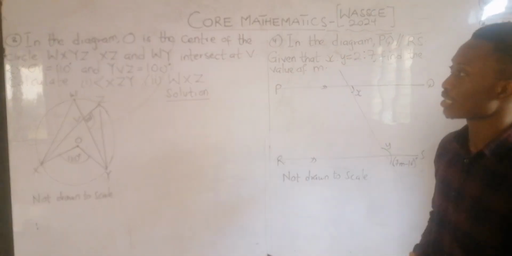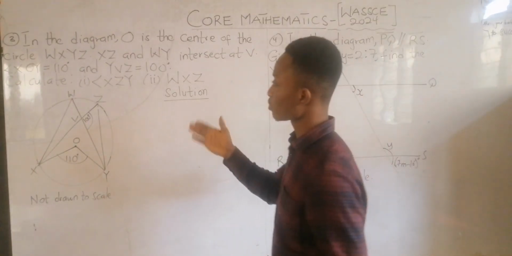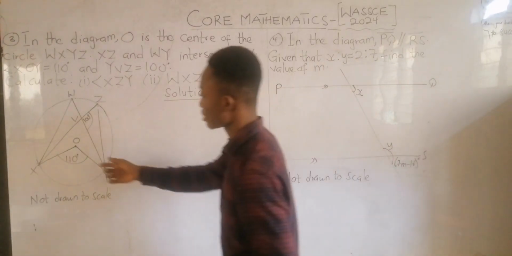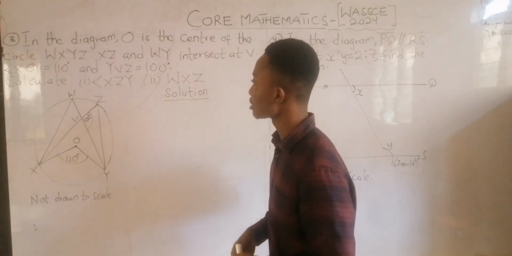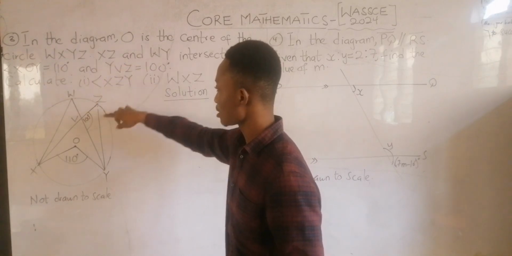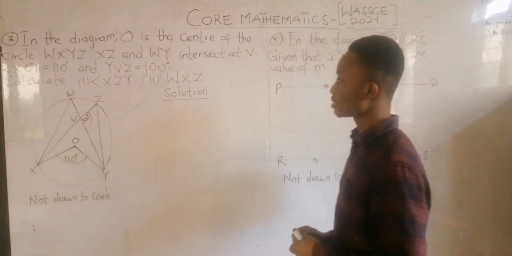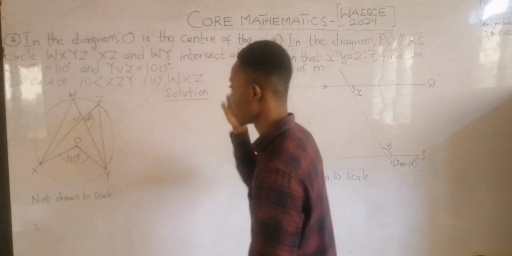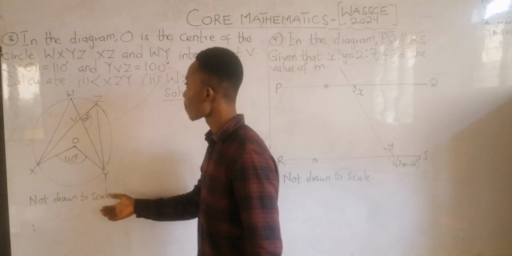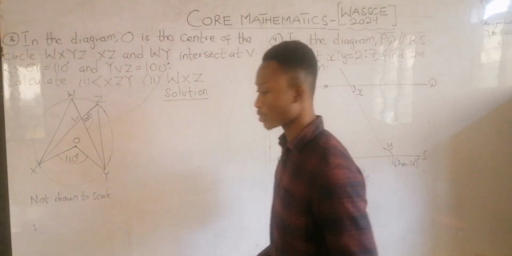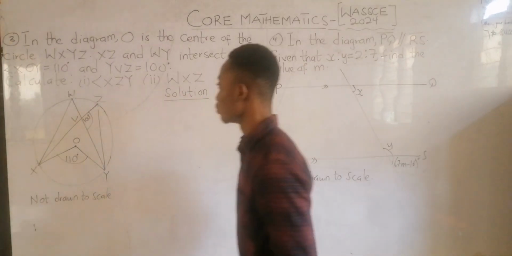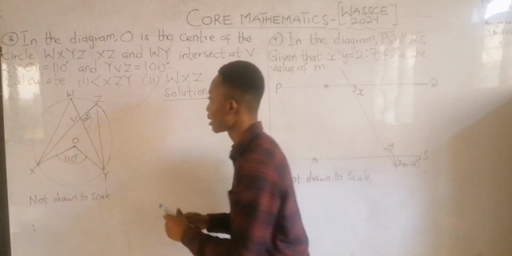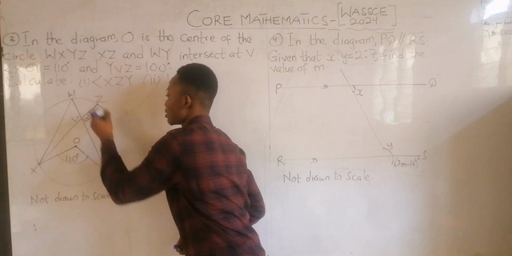So O is the center of the circle. The circle is WXYZ, and XZ and WY intersect at V. Angle XOY is 110 and angle YVZ is 100. So we have to find XZY and WXZ. Good, so this is the question. Now let's transition. The first question is to find XZY, the angle created here.